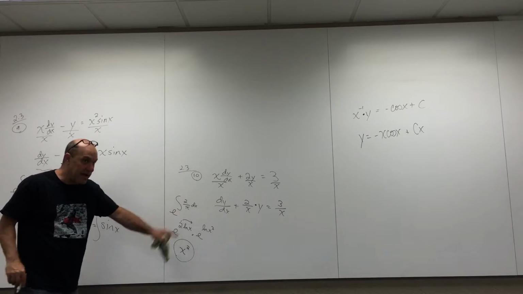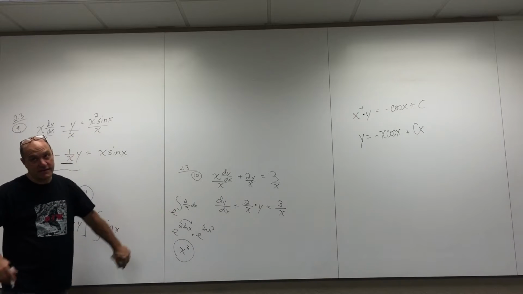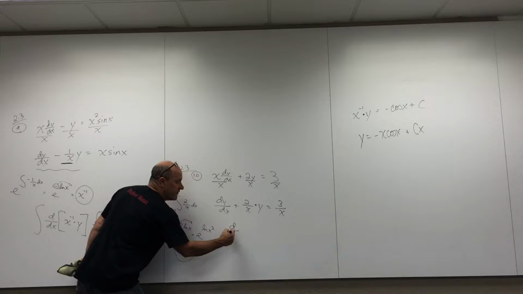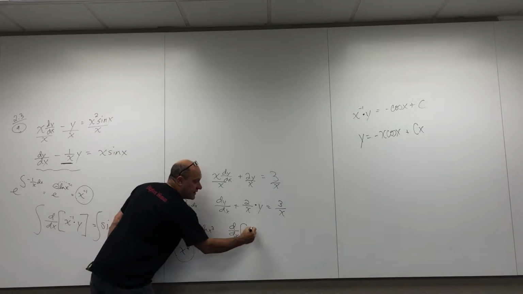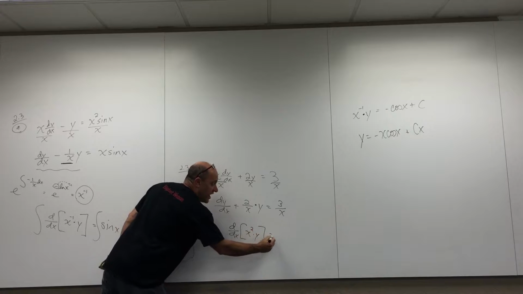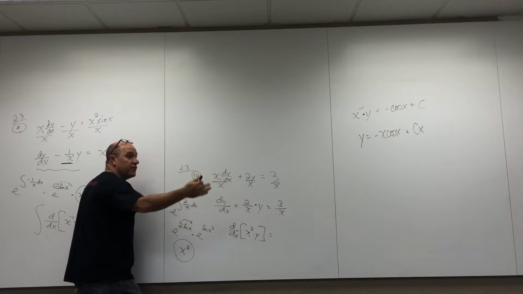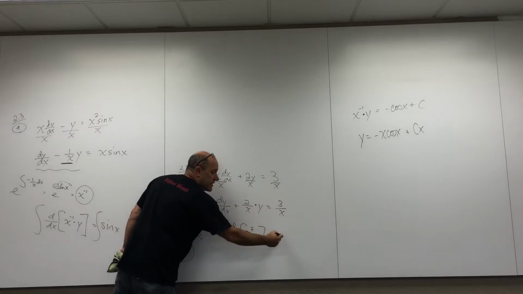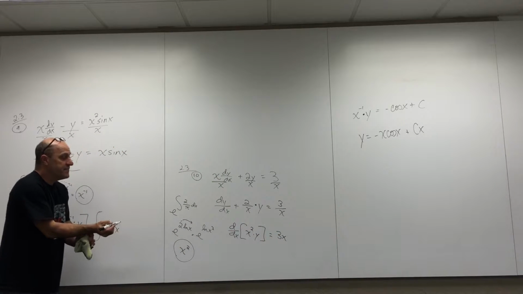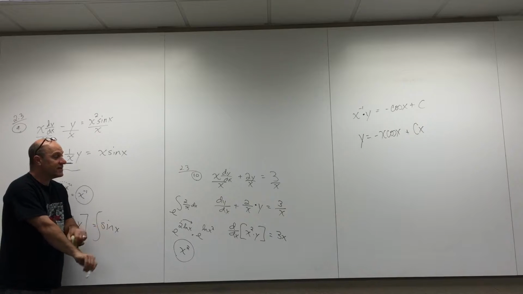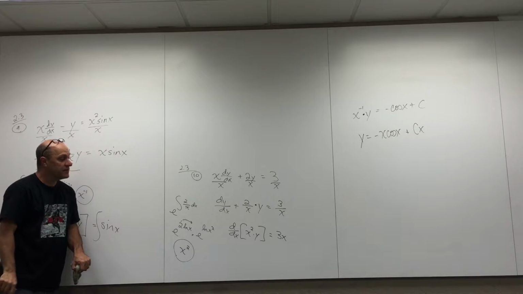You multiply through by it. After you multiply through by it, the left-hand side becomes the derivative of the product of the integrating factor times y. The other side did get multiplied through by the x squared, and so it becomes a 3x. You guys okay? And then this turns out to be kind of an easy problem, I suppose.